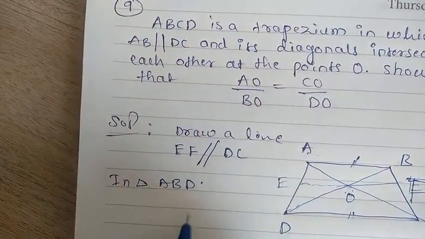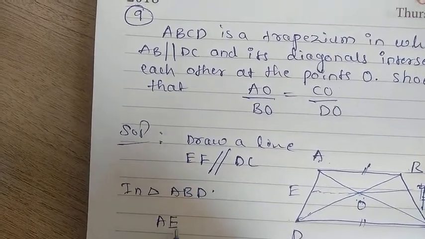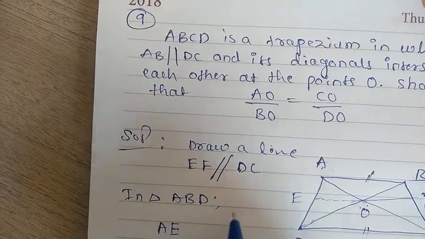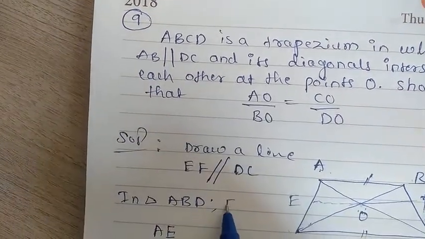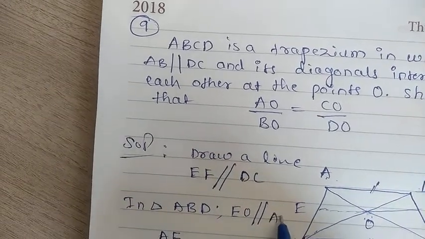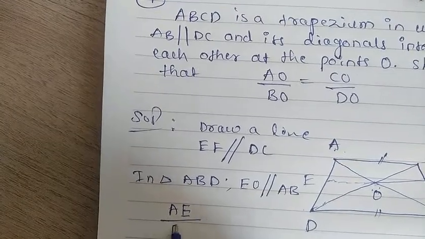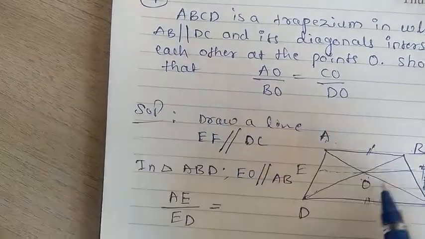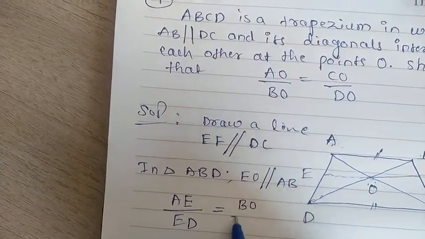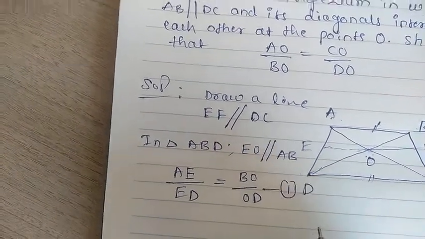AE divided by ED, and because EO is parallel to AB, AE divided by ED is equal to BO divided by OD. Correct? This is equation 1.